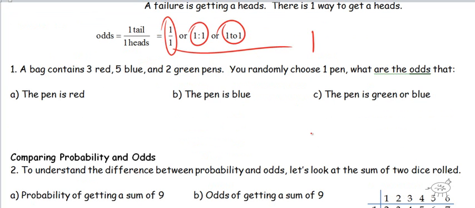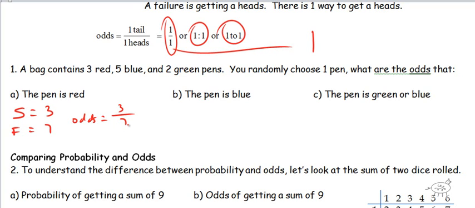All right, so let's take a look at number 1 here. A bag contains 3 red, 5 blue, and 2 green pens. You randomly choose one pen. What are the odds that the pen is red? So remember, you're going to say, how many successes do I have? Success is 3. That's a red pen. And how many failures? Failures are the other 2 colors, so it's 5 plus 2, which is 7. So my odds are successes over failures, so 3 sevenths.